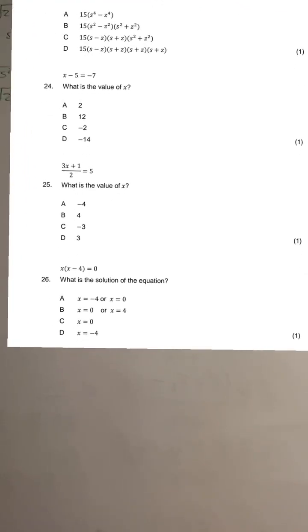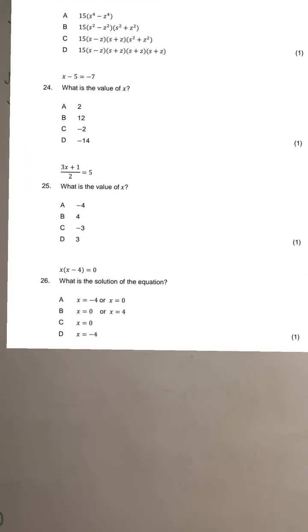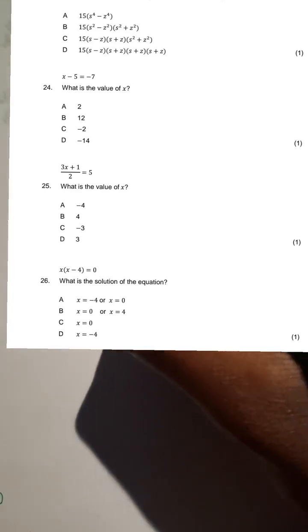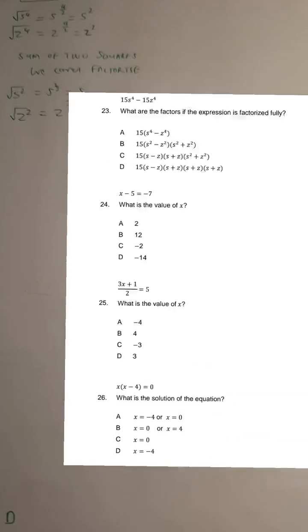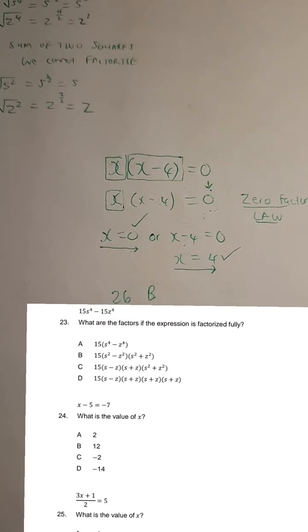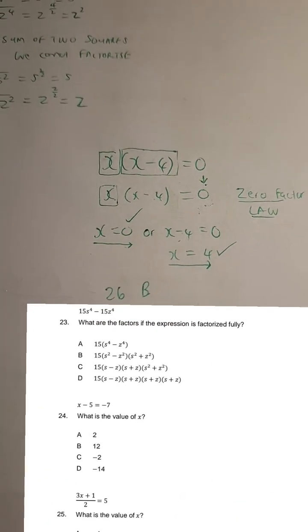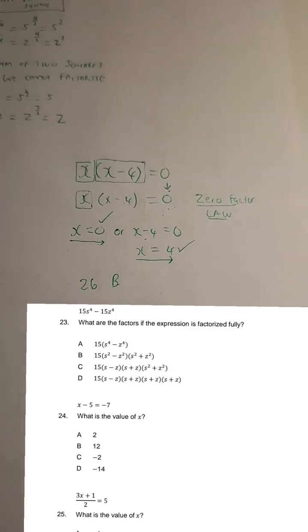So if I go to my options, what is the solution of the equation? Is it A? Is it B? Is it C? Is it D? I'm sure you guys can see that the answer is going to be what? B. It can't be A, it can't be C, it can't be D. It is B. Right, guys.